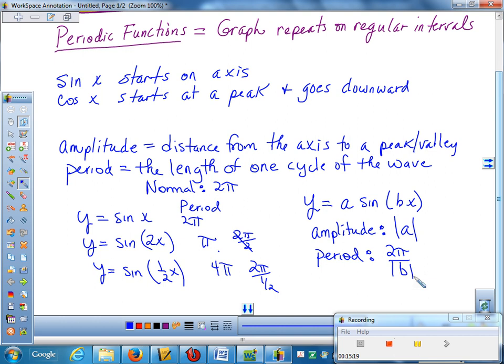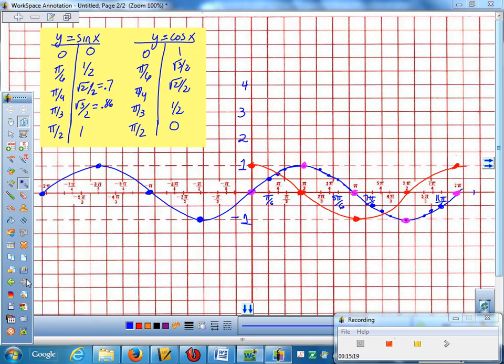All right, so finally, now that we know this, we can draw a graph. It's pretty exciting. We know the basics. I'm going to do a whole new graph page here.